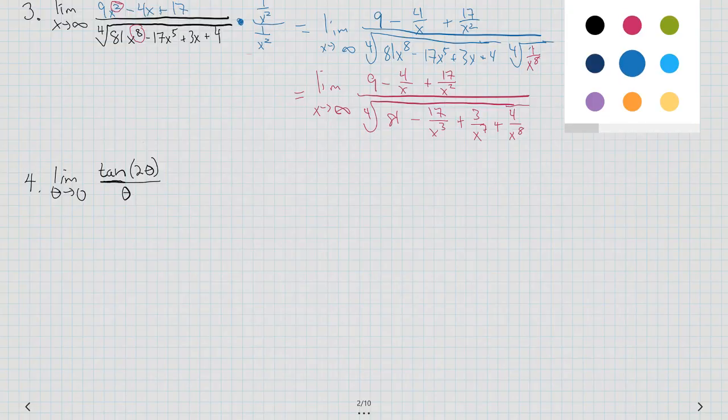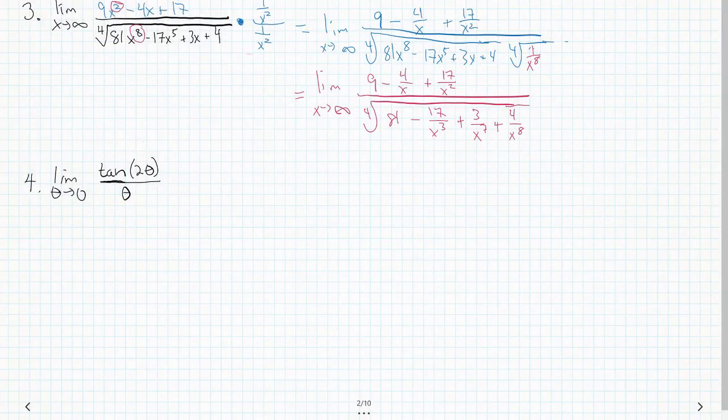Okay, so what happens? Well, as x goes to infinity, 9 is not going to be affected, but as you have 4 over some really large number, that goes to 0. Same thing with 17 over x squared. As the denominator gets closer and closer to infinity, that thing goes closer and closer to 0. Same thing with all these. Each and every single one of those goes to 0, right?